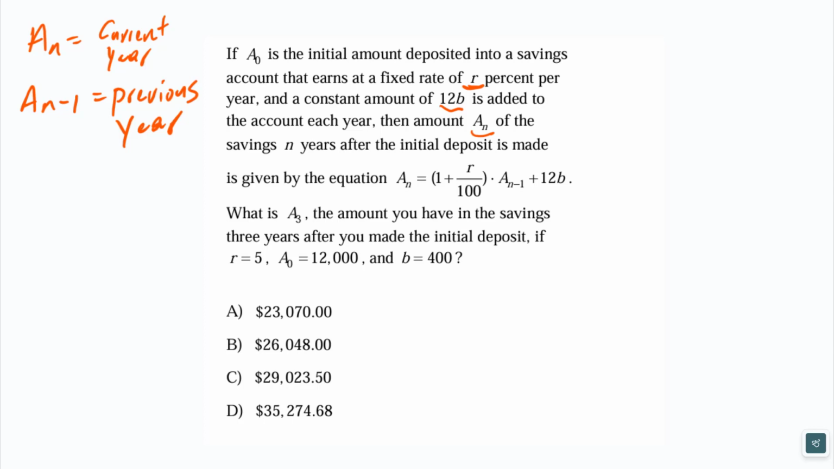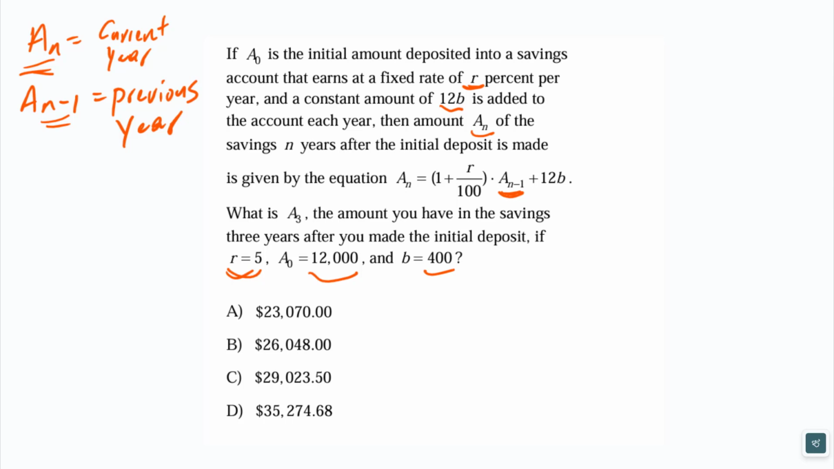Now this is recursive because A_n is going to be our current year, A_(n-1) is going to be our previous year. So the formula is expressed in terms of the previous year. So the current year is equal to 1 plus R over 100 times A_(n-1), which is our previous year, plus 12B. What is A3? The amount you have in savings after 3 years since you made the initial deposit if R is given to be 5, A0, the initial amount, is given to be 12,000, and B is given to be 400.